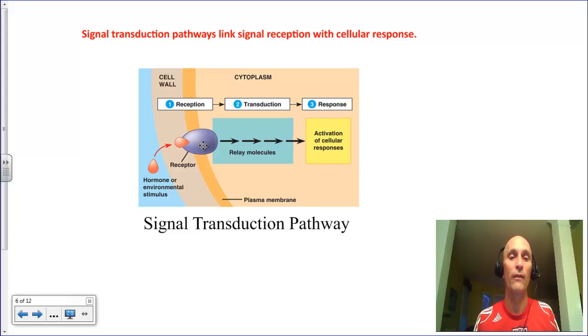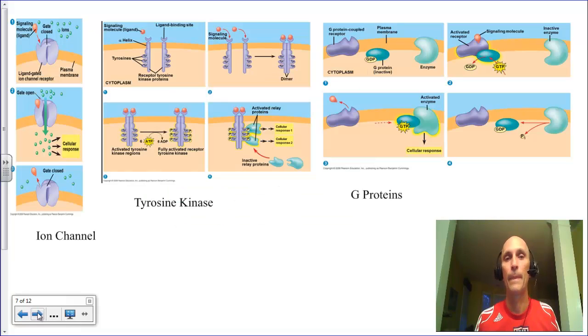Receptor, where we get receptor activation between the messenger and the receptor bound to it. Then we have transduction, where a cascade of molecules inside the cell are going to be activated, and then that is going to stimulate the cell response. All right. So don't forget that pathway. This is the number one thing you want to walk out of here understanding, is this pathway.